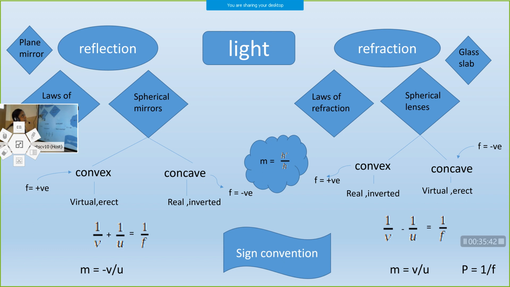So this is the summary of our chapter Light. Okay. So next class we will be starting another interesting chapter, that is human eye and colorful world.